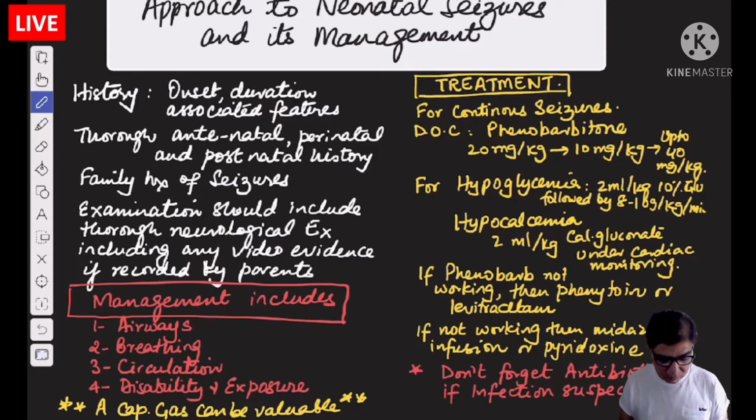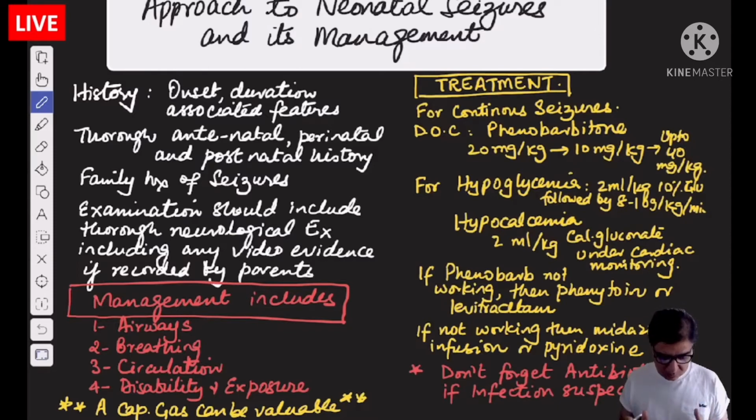You should also take a family history of seizures, because in certain cases, if there is a family history of seizures and the baby is otherwise fine neurologically, your examination doesn't show you anything, and the history is also fine, then you can be thinking of benign familial neonatal seizures, which again has a very good outcome, a very good prognosis, and usually goes away on its own without any treatment.